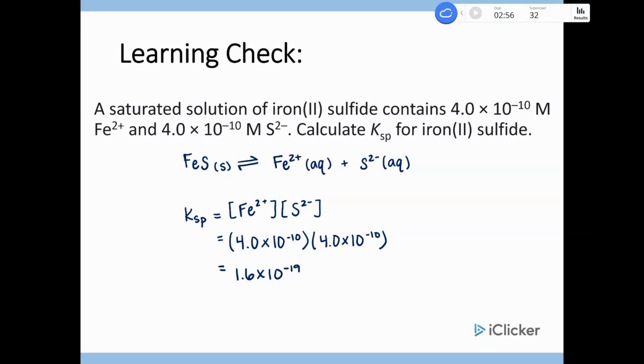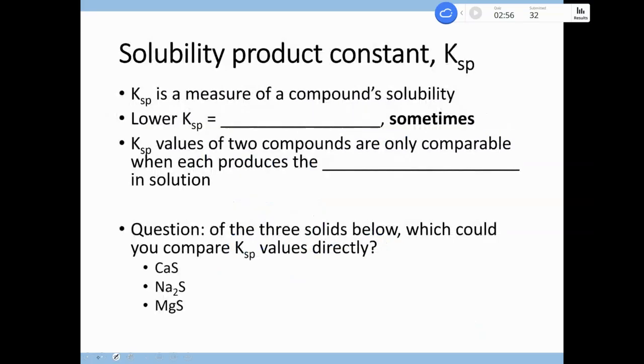But there are some conditions of when you can compare two compounds and when you can't. The issue is if there are exponents in one KSP for one solid and no exponents in the other, or different exponents in general. But if the exponents are the same, then you can directly compare. So this is all summarized on this next slide. So KSP is a measure of solubility, where a lower KSP would mean the solid is less soluble. Sometimes. So there's a caveat to that.